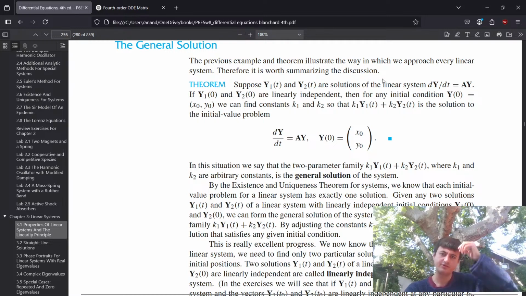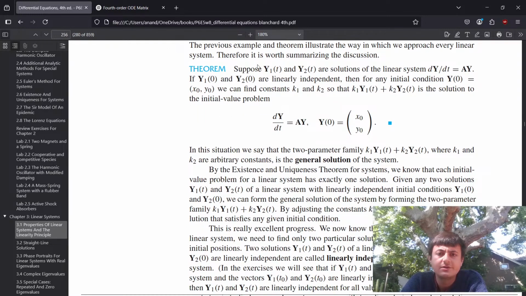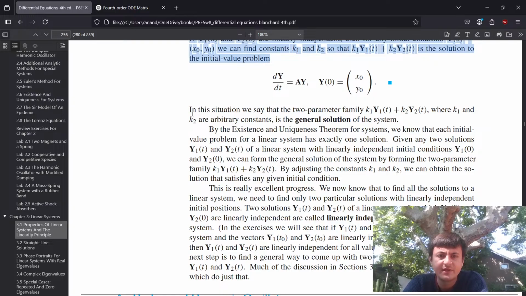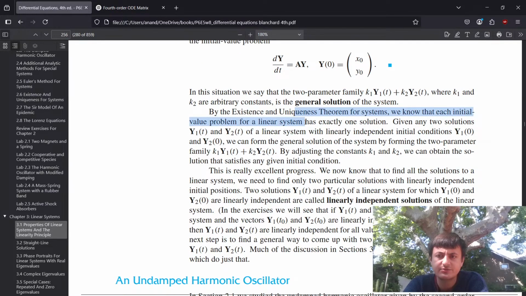The previous example and theorem illustrate the way in which we approach every linear system. Suppose y1 and y2 are solutions. If y1 and y2 are linearly independent, then for any initial condition, we can find constants k1 and k2 such that the linear combination is a solution to the IVP. In this situation, we say that the two-parameter family is the general solution of the system. By existence and uniqueness, we know that each initial value problem for a linear system has exactly one solution.